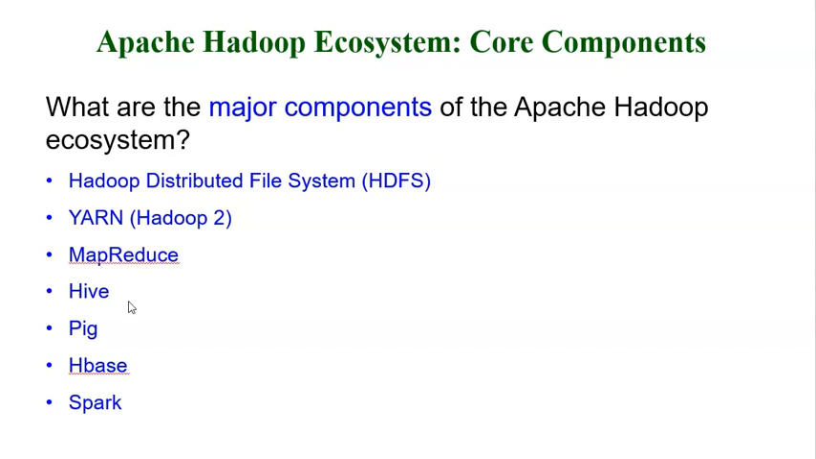Pig is a programming language specialized to process large data sets stored in the Apache Hadoop ecosystem. If we use this programming language to analyze the data, it will be very efficient. HBase is a kind of database that can run on top of Yarn, and it is also a component of the Hadoop framework.